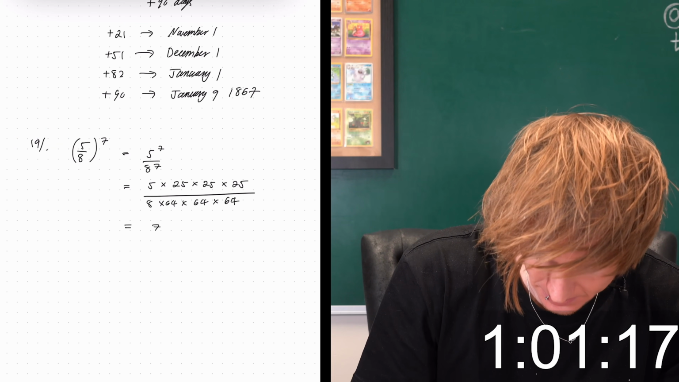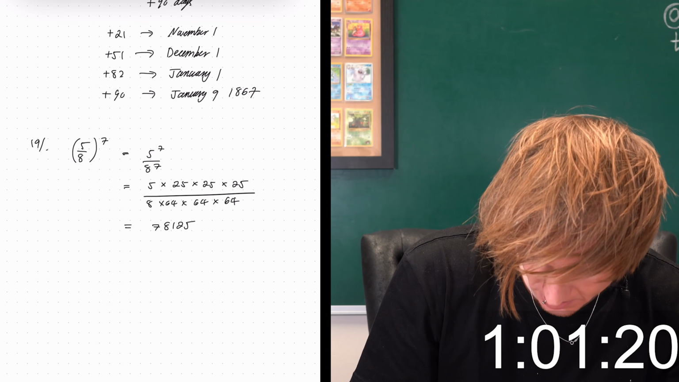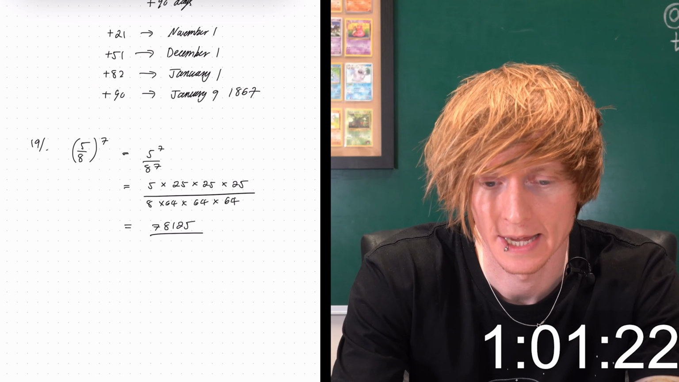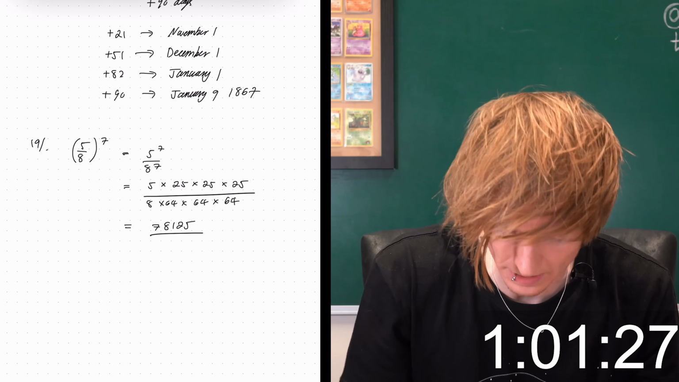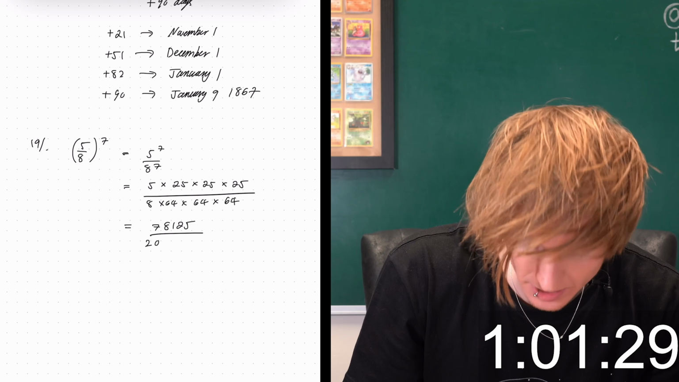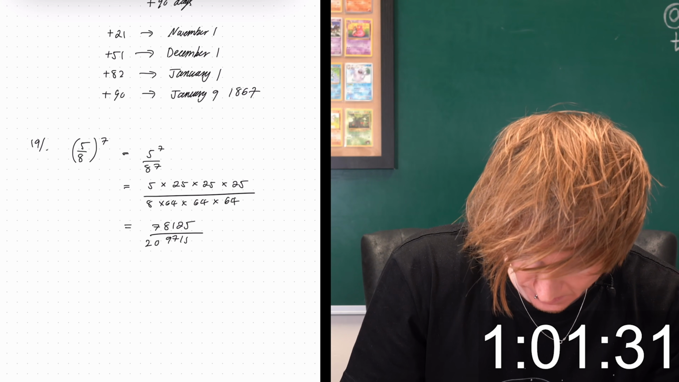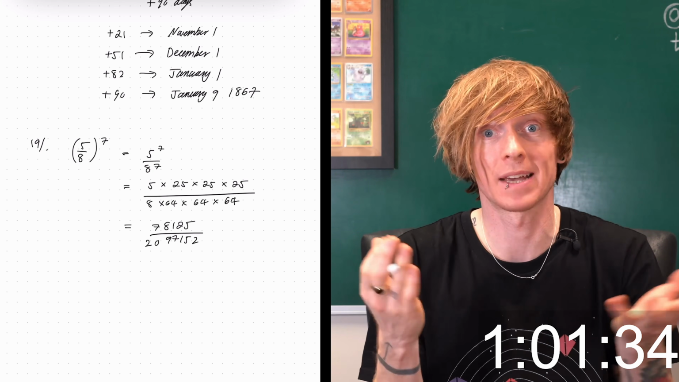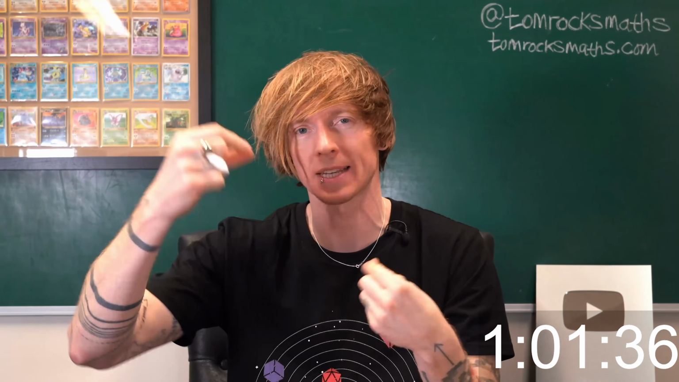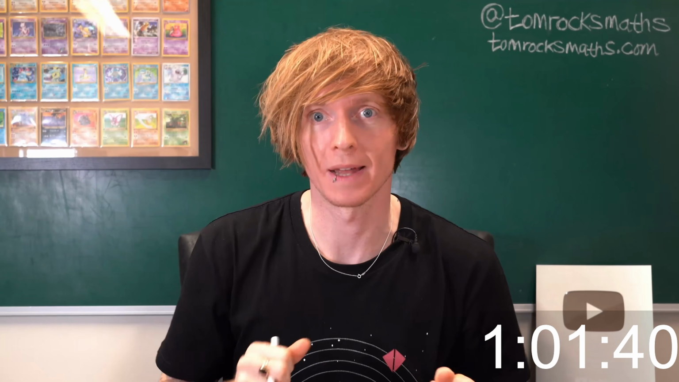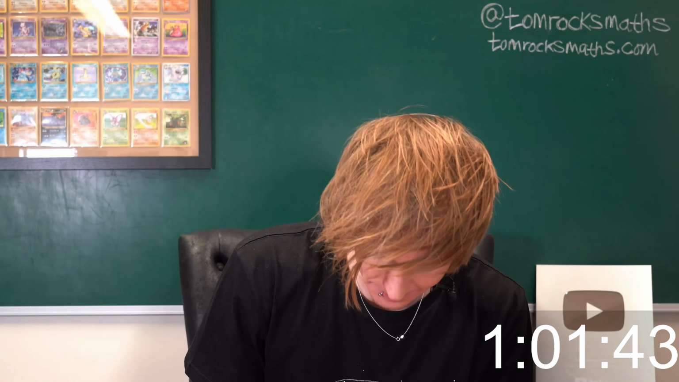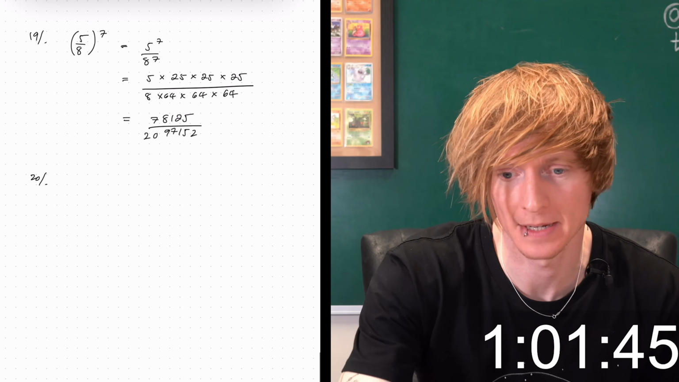So 5 to the 7 is 78,125 on the top, and then we're dividing by 8 to the power 7, which is coming out at 2 million, wow, much bigger number, naturally, 2,097,152. So it's a very small number, as you would expect. You have a number less than 1 and keep raising it to higher and higher powers. It gets smaller and smaller every time you multiply it by itself. Cool. All right, 20. Nearly there.